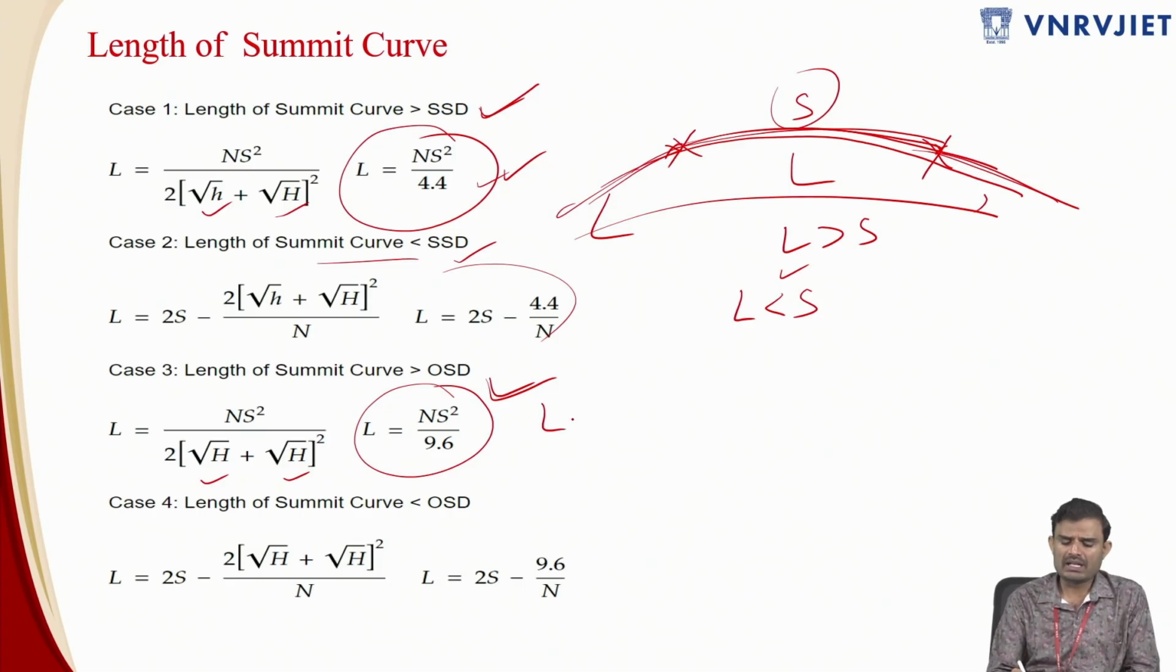Again, this is assuming that the length of the summit curve is higher than the overtaking sight distance. Here S stands for OSD. Then you have to implement this formula. If that is not the case, and the length of the summit curve you designed is lesser than the overtaking sight distance, then you have to use the other formula, and you get the exact value of the length of the summit curve which is less than OSD.